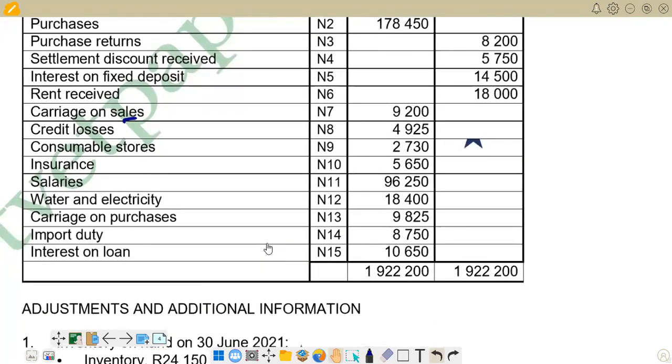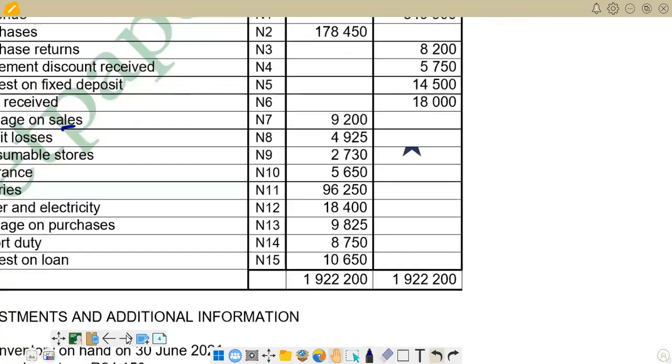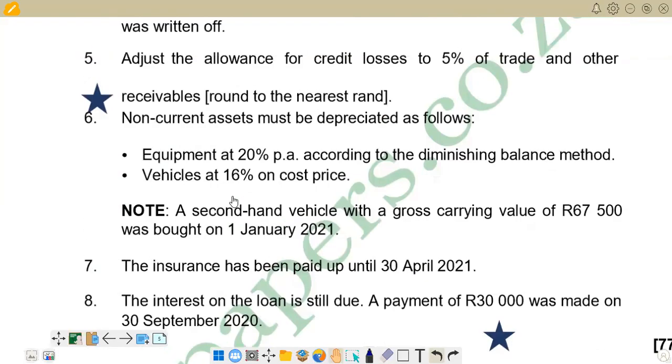If they are quiet, it means the figure that we are given in the nominal section is the actual figure that belongs to that period. We just take that figure as it is and put it in the statement of comprehensive income. But if there are adjustments, we need to adjust and abide by the matching concept. That is, we only consider the amount that belongs to that period. Then we go to the additional information. Here we can go to the next page to see if we have got anything about interest on fixed deposit.